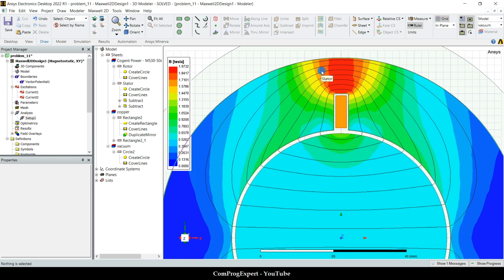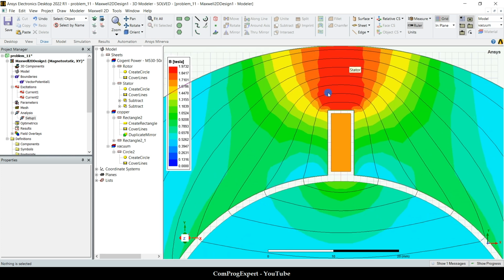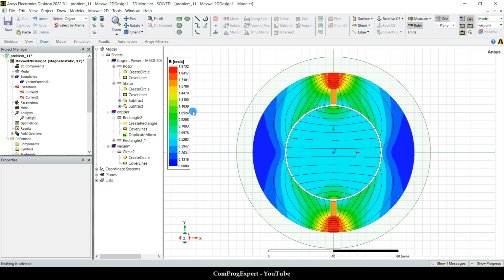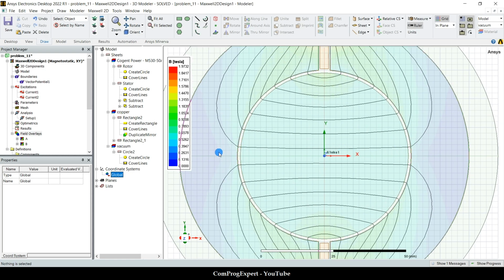Here, you know that because the thickness is lower than this part, we have a higher flux density. Yes, concentration of flux lines. This is the field generated by the stator coil. Where is the magnetic axis of the stator? It is here, right? It is in the direction of the x-axis of the global coordinate system.